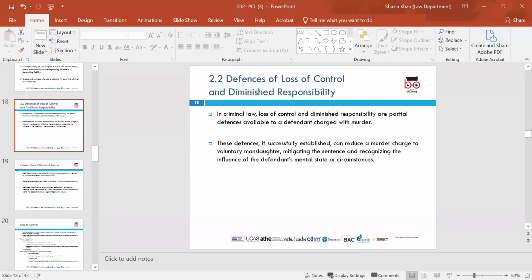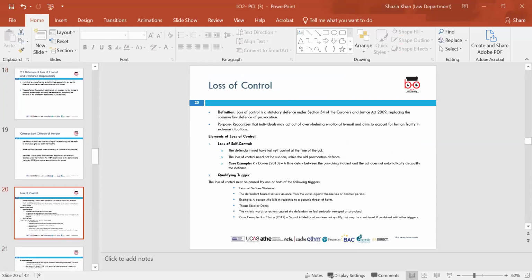Defences of loss of self-control. In criminal law, loss of self-control and diminished responsibility are partial defences available to a defendant charged with murder. Both are partial defences, meaning they can reduce a charge from murder to manslaughter if successfully argued, and they both require proof that the defendant's mental state was significantly impaired at the time of the crime, but they define the specific nature of impairment. So the first one we'll look at is loss of self-control.